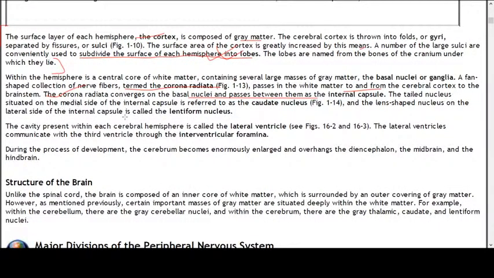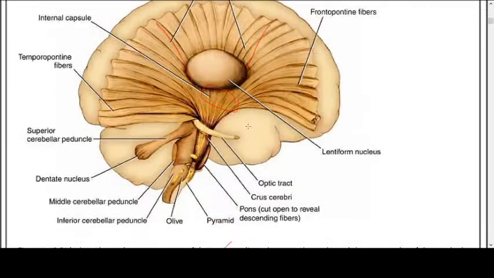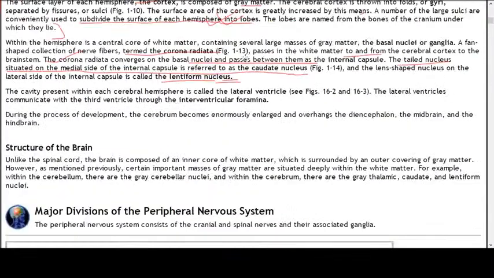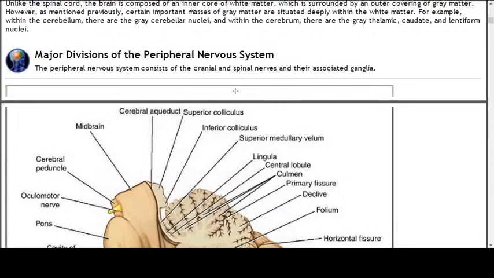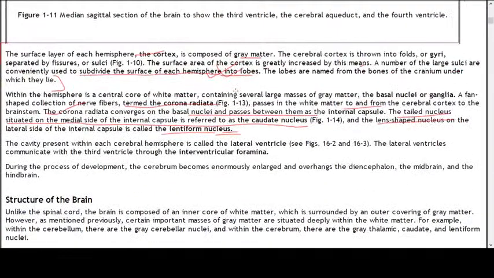The caudate nucleus situated on the medial side of the internal capsule is referred to as the caudate nucleus. And the lens-shaped nucleus on the lateral side of the internal capsule is called the lentiform nucleus. So this is the lens-shaped nucleus, on the lateral side of the internal capsule. So we know the terms internal capsule, corona radiata, and lentiform nucleus.